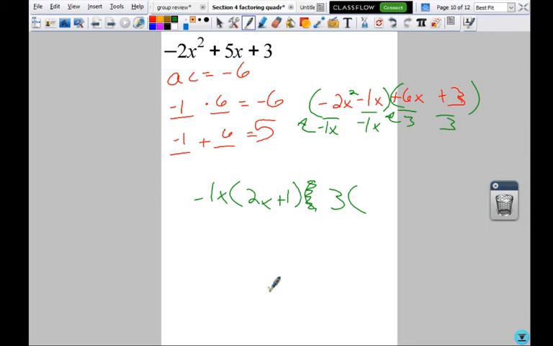What's your answer? 2x plus 1. Okay, so we are almost done. I just need my 2 answers now. Dazen, what's in my first parenthesis? Negative x plus 3. And my second parenthesis, Austin? 2x plus 1.